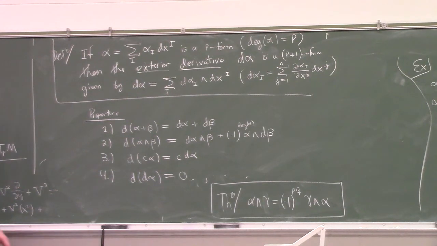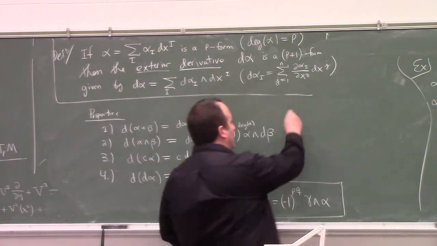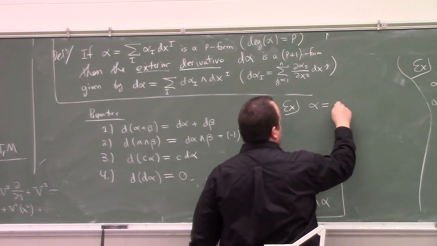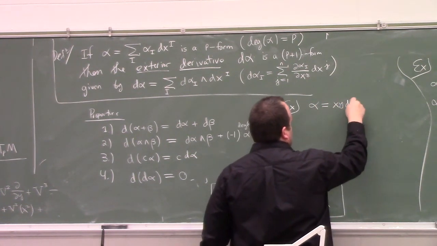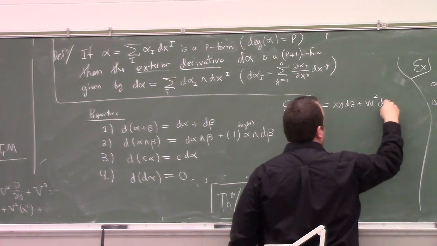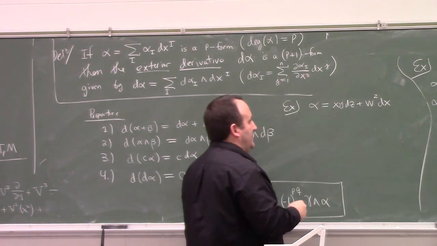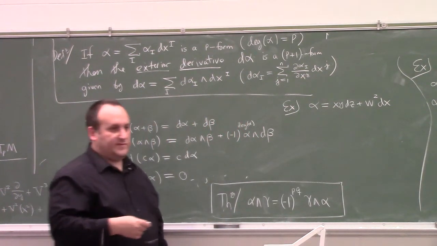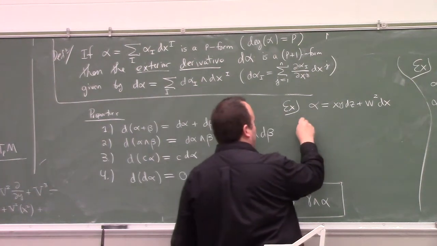So let's look at an example of an explicit exterior derivative. If alpha is equal to xy dz plus w squared dx, then, I'm in R^4 again, right? What's d alpha going to be equal to?